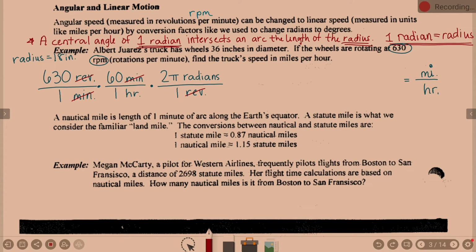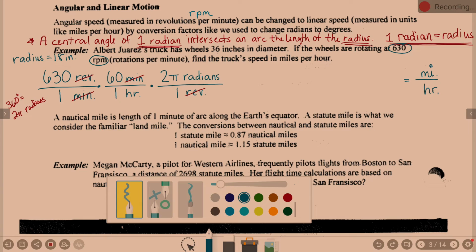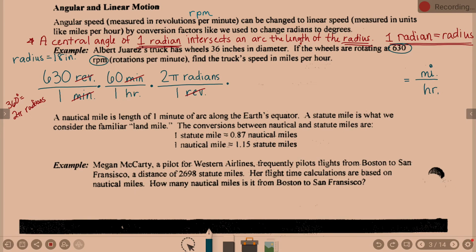So, side note over here if you need it, 360 degrees is equal to 2 pi radians. If you'd rather make that a fraction in your problem, then go for it. Okay? So now if I stop now, I have radians per hour.